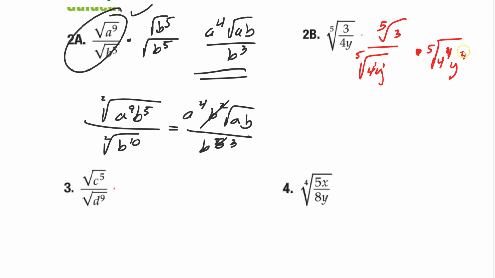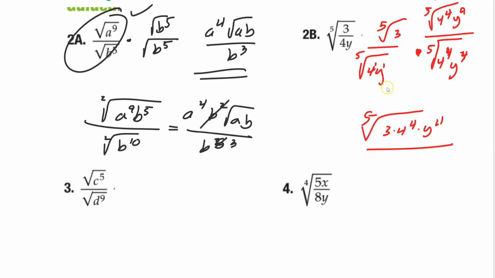I can do math. 4 times 1 is 5. Sitting at the top, I need 4 to the 4th and y to the 4th. So on top you're going to get the 5th root of 3 times 4 to the 4th times y to the 4th, all over, they're going to cancel out. You're going to get 4y. And then you can simplify that. Again, it seems pointless to me.